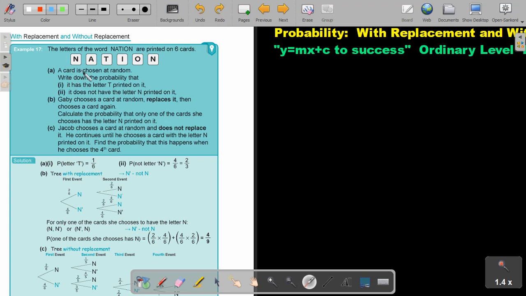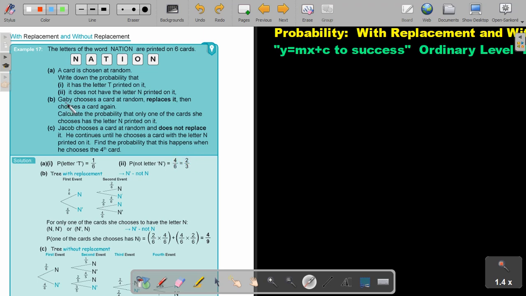Very easy. It does not have the letter N printed on it. So how many have the letter N? 2. So you can either say 1 minus 2 over 6, or you can just count the ones without the letter N, and that will be 1, 2, 3, 4. And the answer will be 4 over 6, and you can simplify it to 2 over 3.